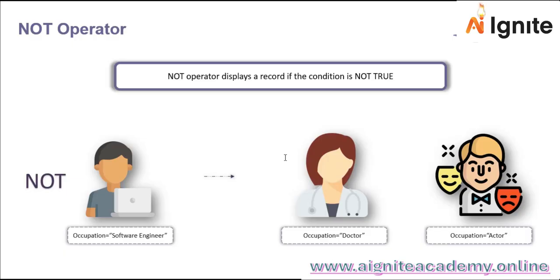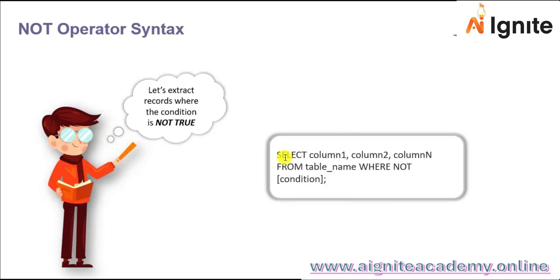And finally, we have the NOT operator. So with the NOT operator, we can extract those records where the condition is not true. For example, if I wanted to extract all those records where the occupation of the person is not equal to software engineer, then I'll use the NOT operator. So let's have a look at the syntax of NOT operator. So here we follow up the where clause with the NOT operator and then give the condition.